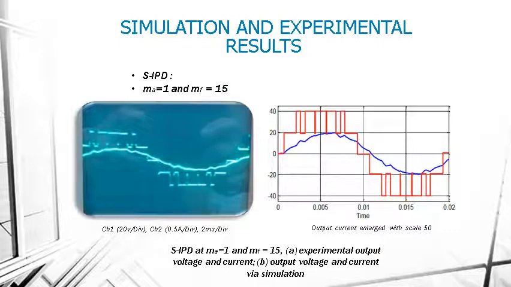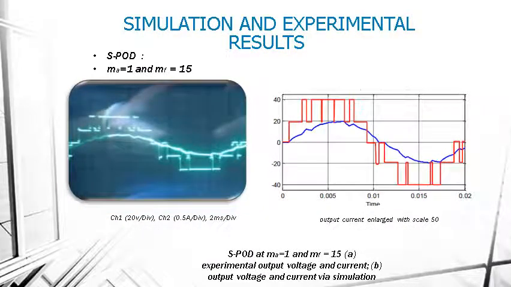Simulation and experimental result. SIBD technique at MA equal 1 and MF equal 15. The right figure illustrates the current and voltage waveform via simulation oscilloscope, and the left figure illustrates the current and voltage waveform via actual oscilloscope.